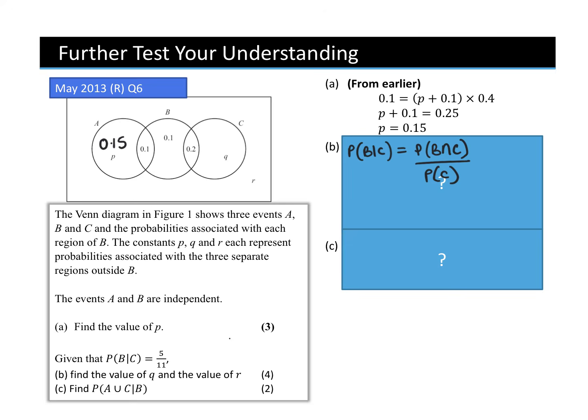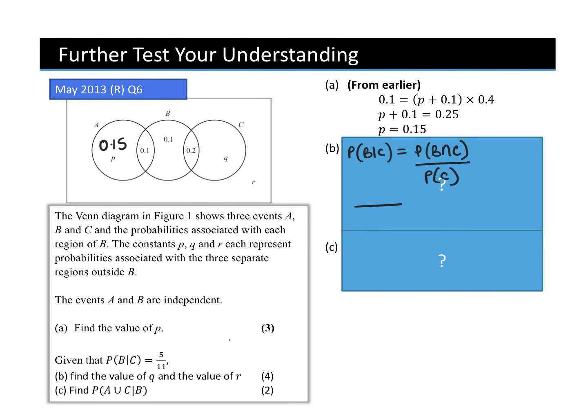Now, the probability of C is the whole of C. Now, the whole of C is Q plus 0.2. The probability of B intersection C. So if B is pink and if C is blue, where is the intersection? This is 0.2. Now this tells you this equals 5 over 11.